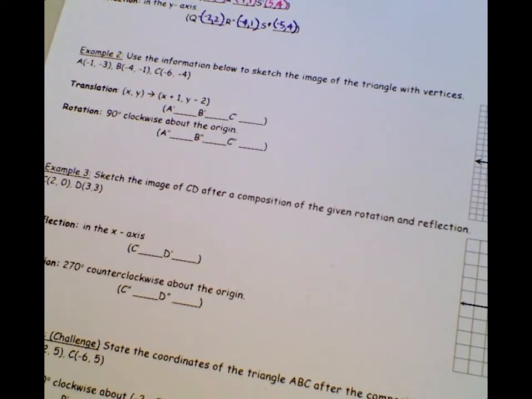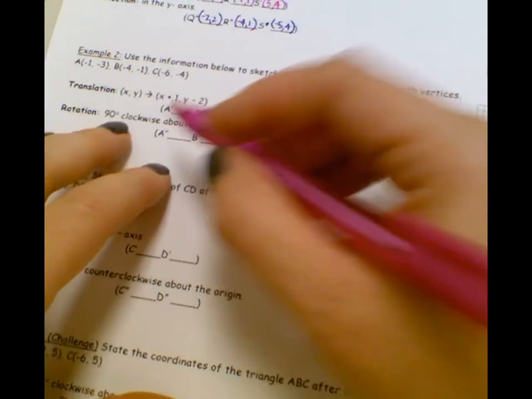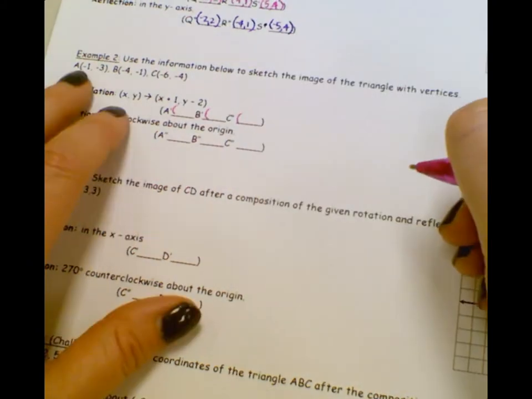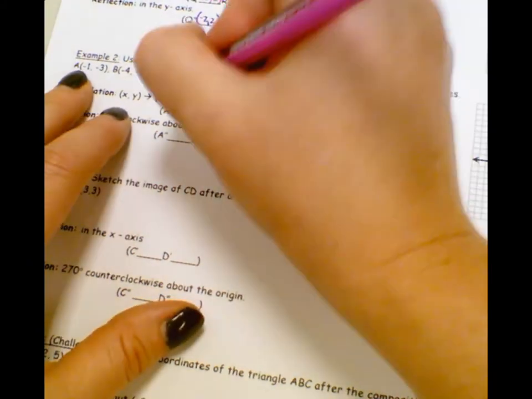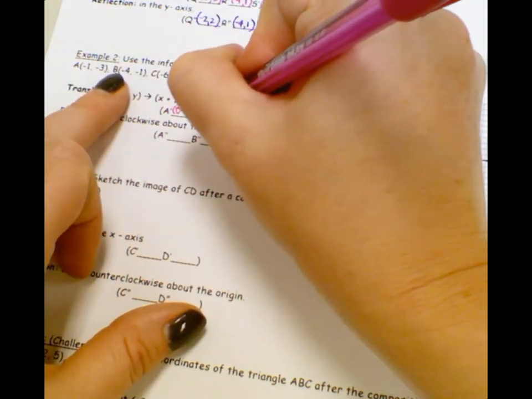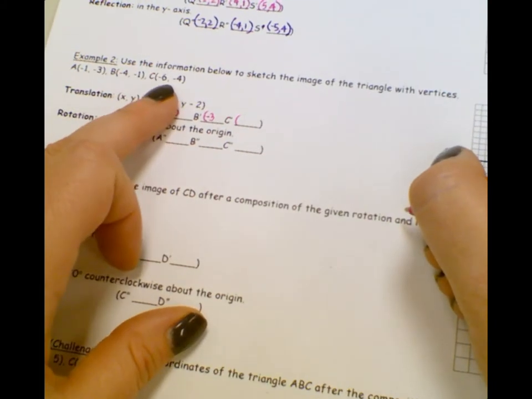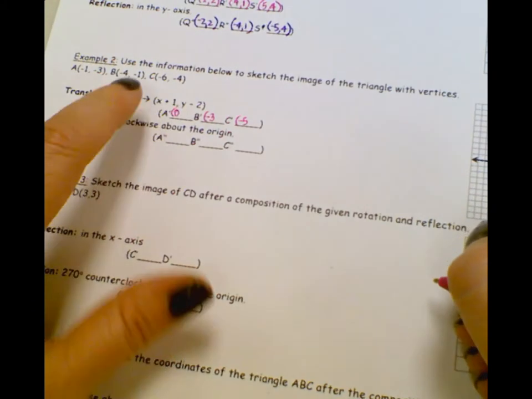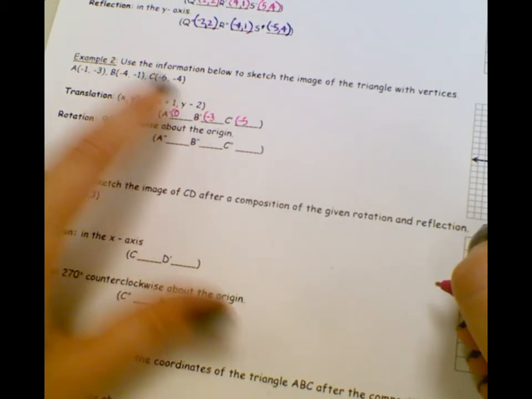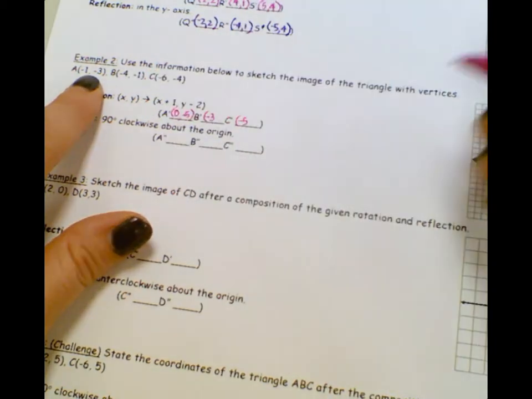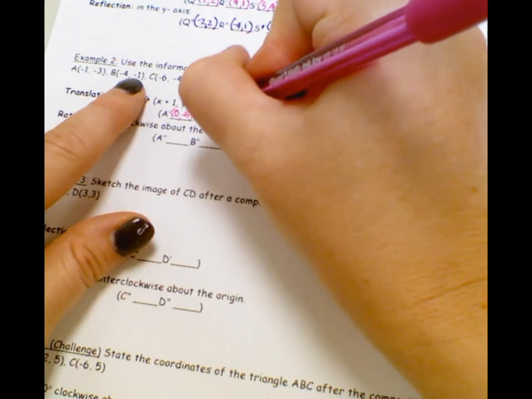All right, so let's see what we're going to do. It says we want a transformation. So first guy says I'm going to add 1 to all the X's. So let's just do our X's first. Okay, so -1 plus 1 is 0. -4 plus 1 is -3. And -6 plus 1 is -5. Okay, so I did all my x's. Now my y's, it says subtract 2 from all of them. -3 minus 2 is -5. -1 minus 2 is -3.